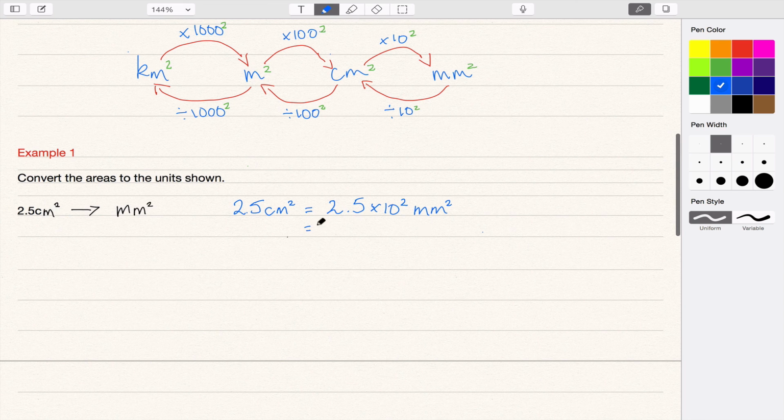Put this into our calculator. Or you could, 10 squared is 100, so timesing this by 100 would be moving the decimal point. I'll just rewrite it over here. Moving the decimal point 2 places to the right, 1, 2. We need a 0 there. And we're going to get 250 square millimeters. Done.